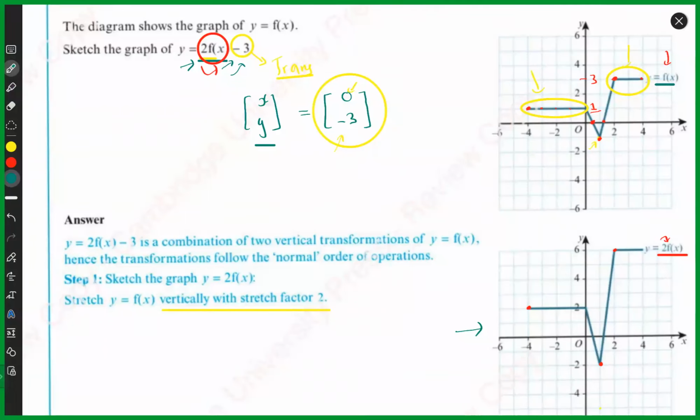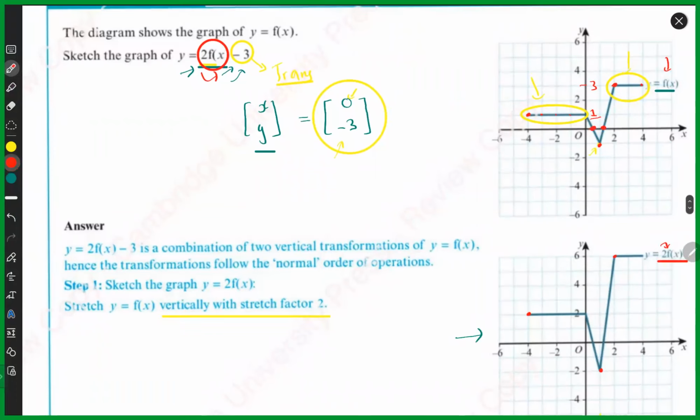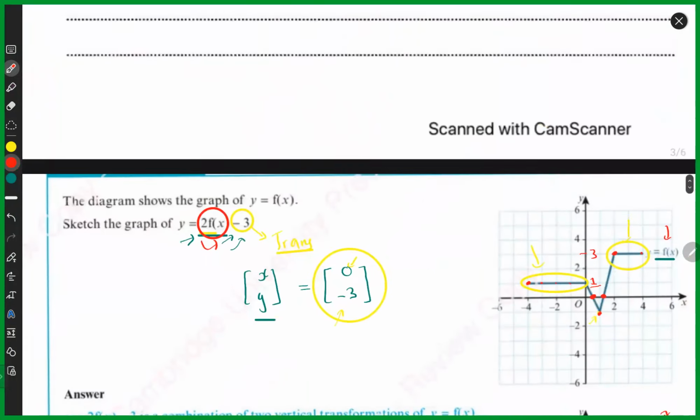We could feel genuinely that this is stretch because the original position of the graph was the same. And why was the original position the same? Because the x-intercepts were the same. And why were the x-intercepts the same? Because on this, let me use red color. On this red point and on this red point, what is the value of y? The value of y would be 0.